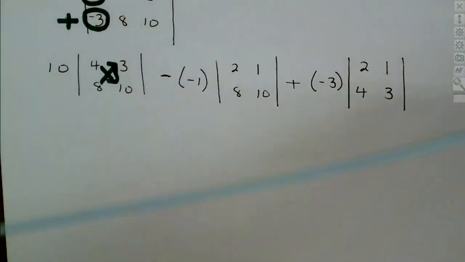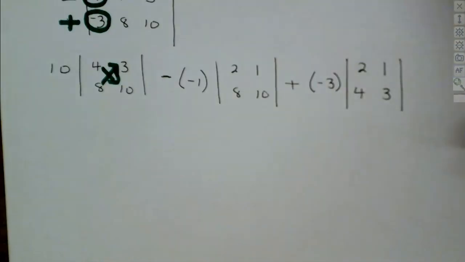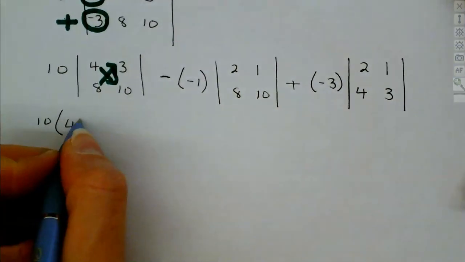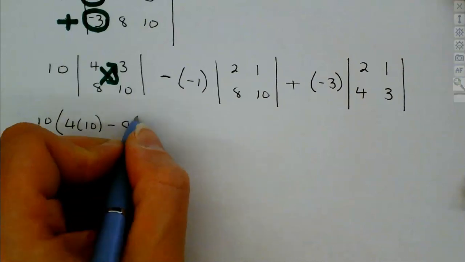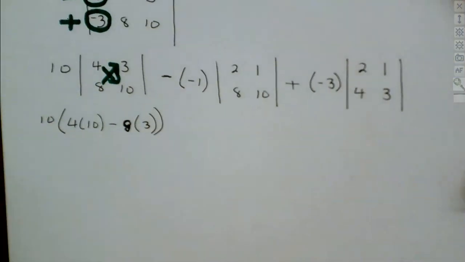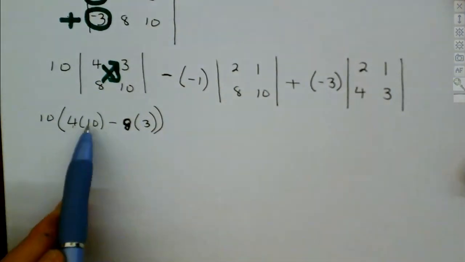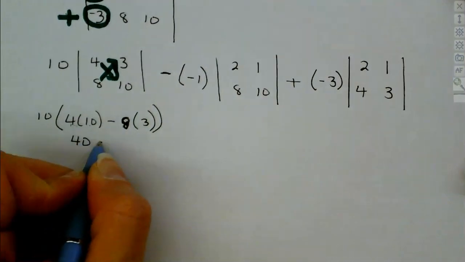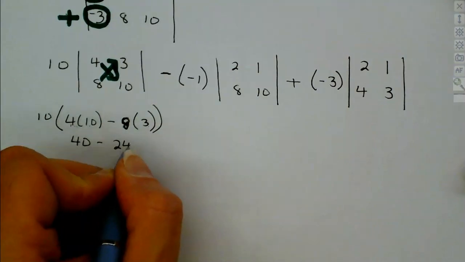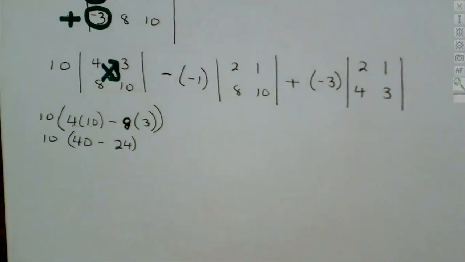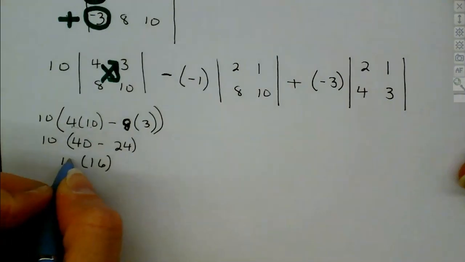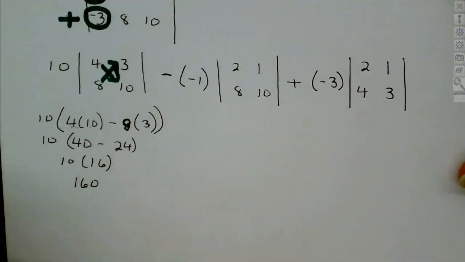Now we broke that 3 by 3 up into 2 by 2, so we can quickly just use cross multiplication. So we have 10, and we have 4 times 10, right? Minus 8 times 3. Let's just do one at a time here. So 4 times 10, that is 40. 8 times 3 is 24. 40 minus 24 is 16. And 16 times 10 is 160. So there's that piece.